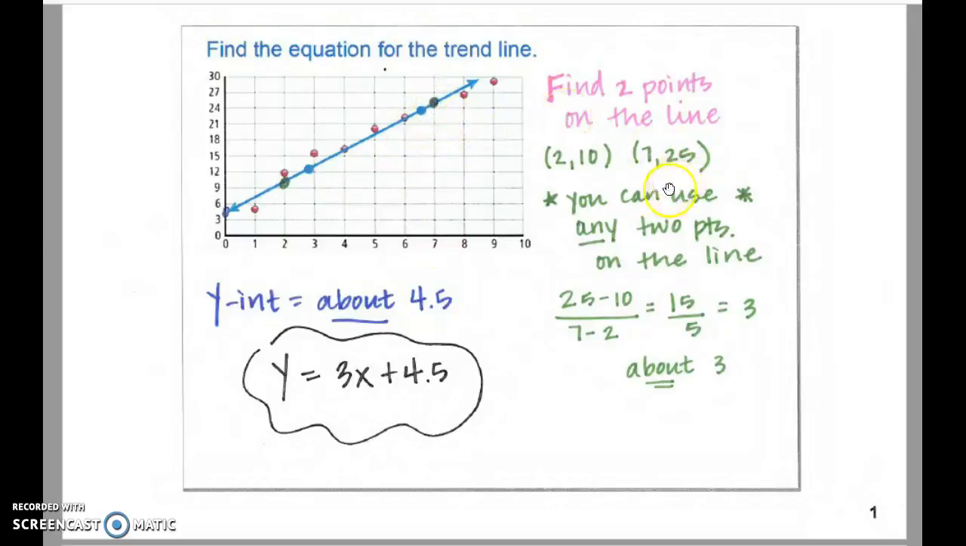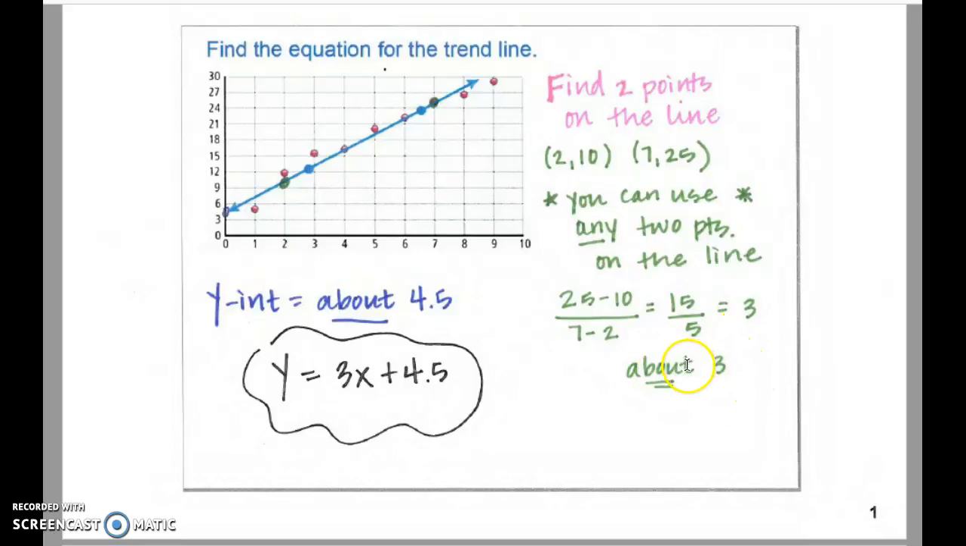Now, what's great about this, any of you could have chosen 2 different points different than mine, and it would have been completely fine. As long as the slope is within reason, you're going to be good. So again, I chose (2, 10) and (7, 25), and I found the slope. 25 minus 10 is 15, over 7 minus 2 is 5, 15 divided by 5 is 3.